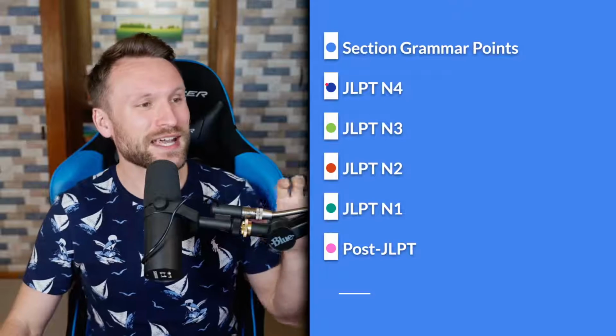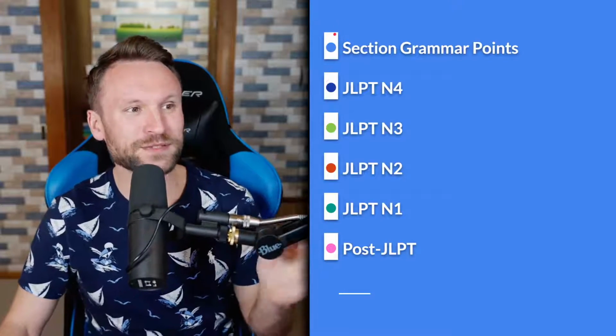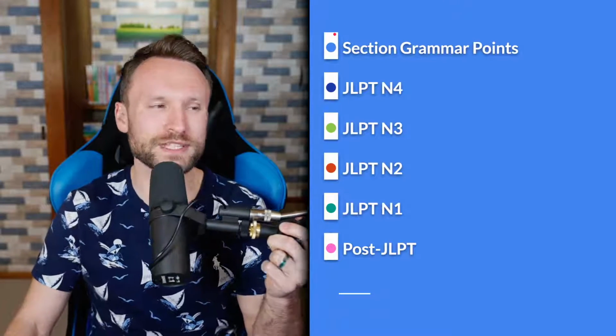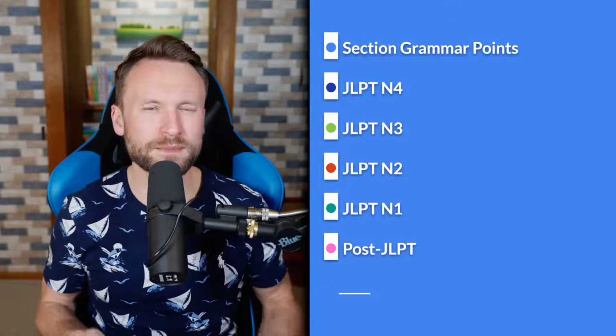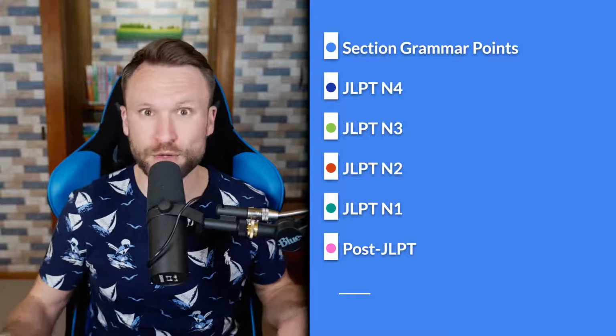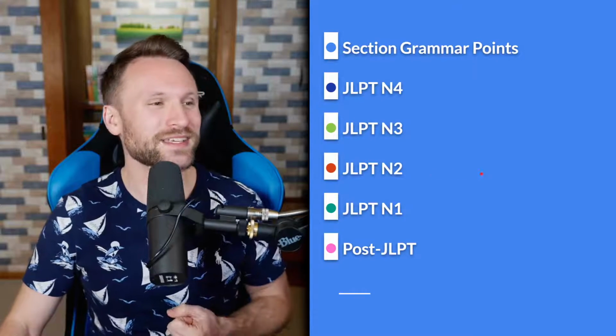So, these are the colors for our grammar streams. We have light blue for the new grammar points, and the other colors are for words that haven't shown up yet in Genki or Quartet, but that are on the JLPT or are very common, and we want to mark those so that you know that maybe you should learn those because they are important words.